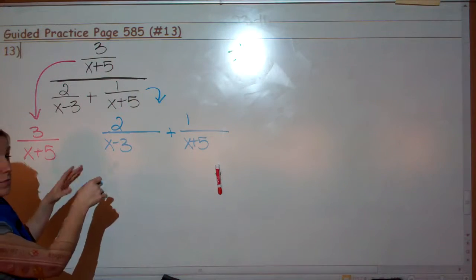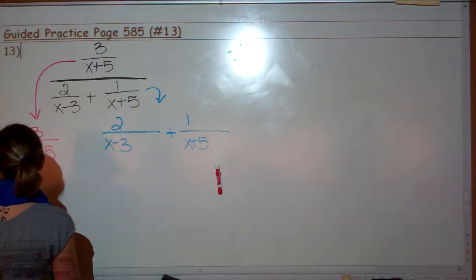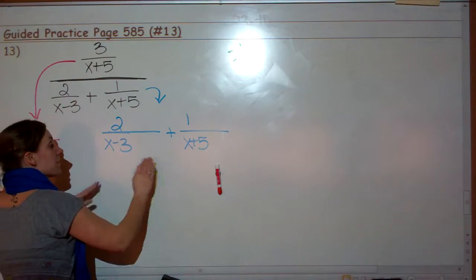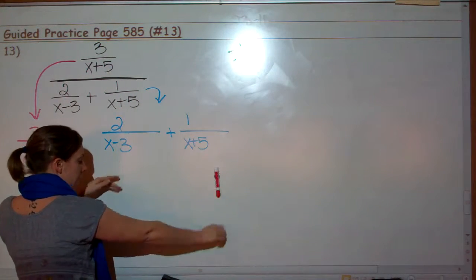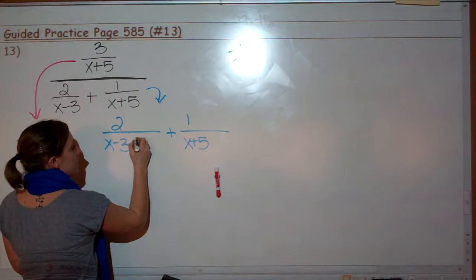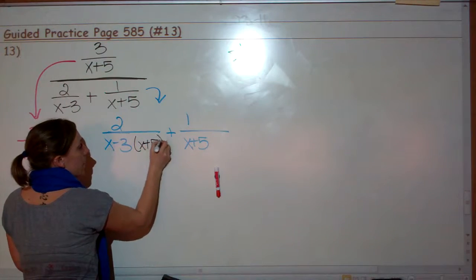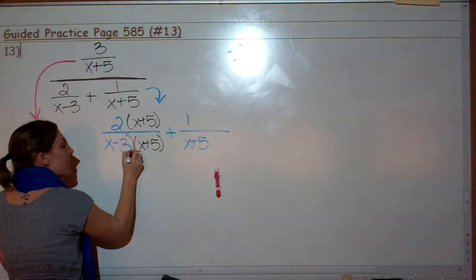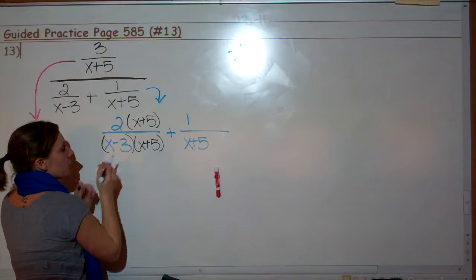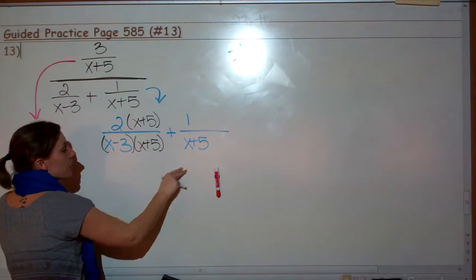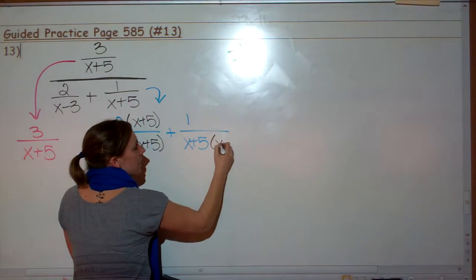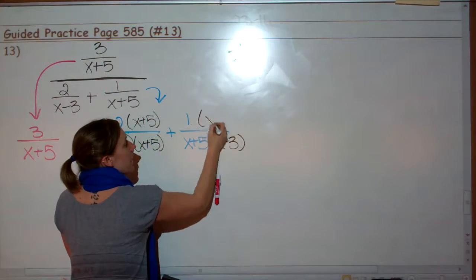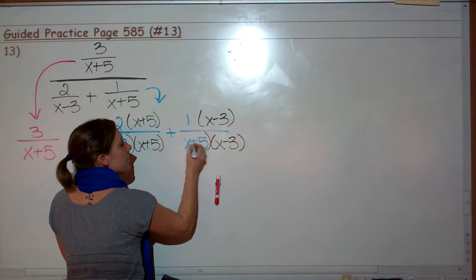I gave myself some more room because I'm going to have to get common denominators. So we ask, what is this one missing that this one has? This one's missing the x plus 5 on bottom and on top. That means that is a pair, so I'm just going to put parentheses there. What is this one missing that that one has? That's an x minus 3, and on top as well.